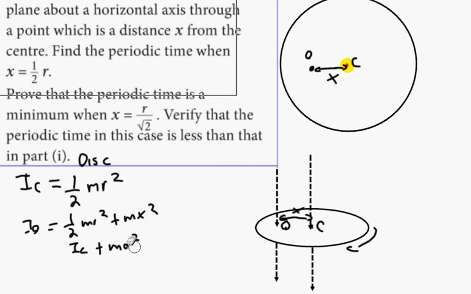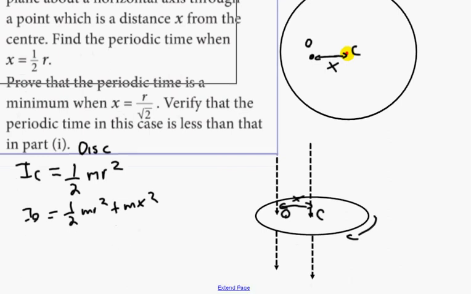Give them a common denominator. What do you think we should do? 2. m bracket the r squared plus x squared all over 2. Yeah, that's very easy, okay? Let's do the periodic time now.